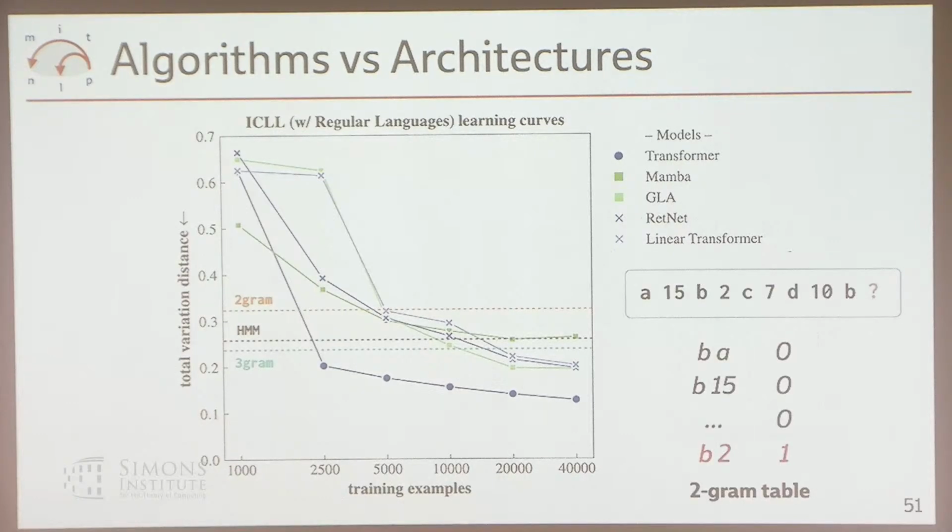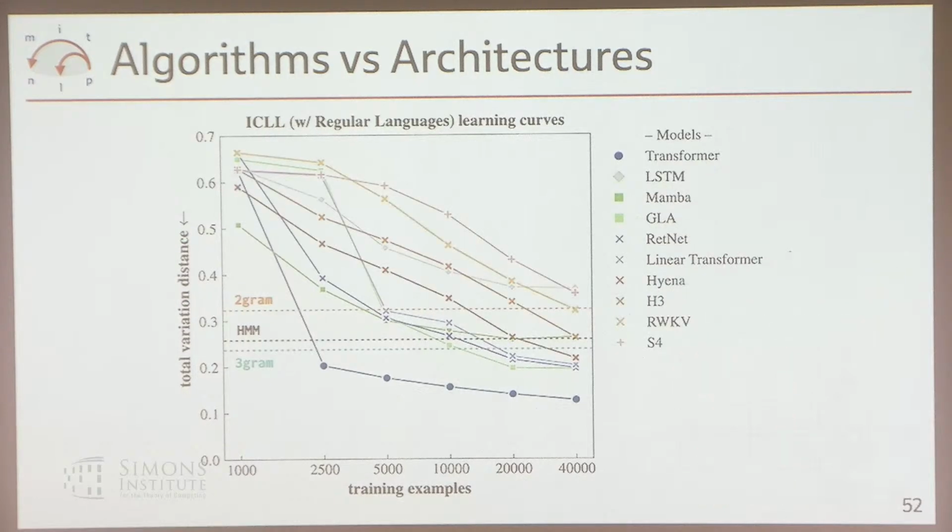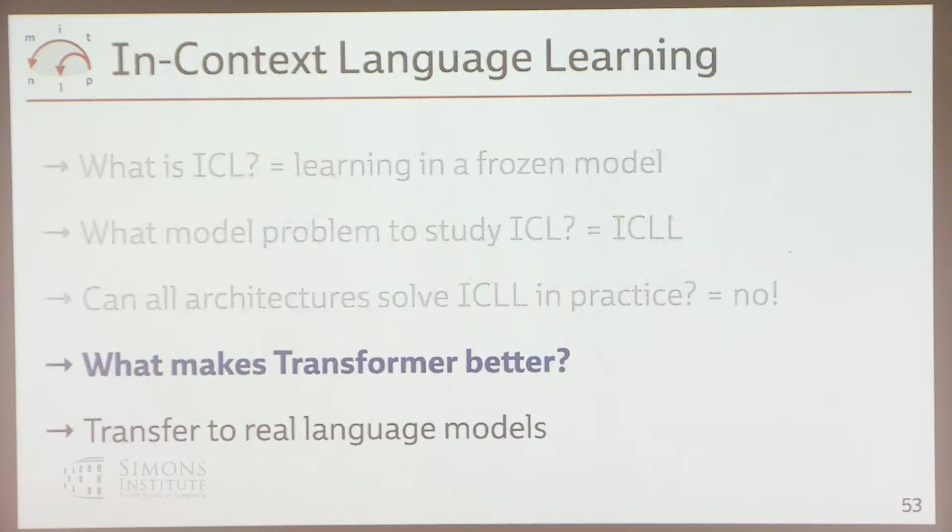So if you have this associative recall, what we do is we have an n-gram table, let's say 2-gram, and then we predict the next character based on these 2-gram probabilities. And you can see that many state space models are actually worse than 3-gram, and most importantly, transformer is still best here and doing something different than these algorithms.